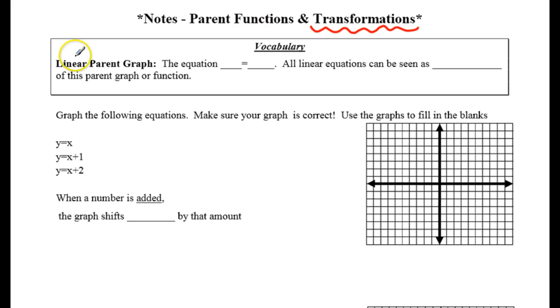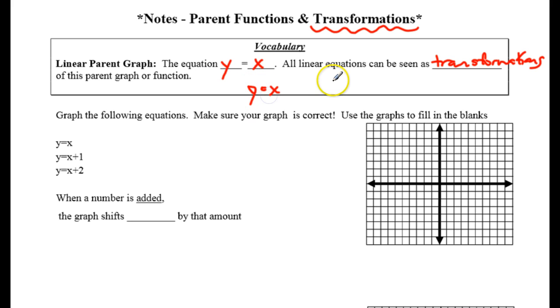Okay? So for the linear parent graph, the graph that all other graphs come from technically is from the equation just y equals x. Okay? All linear equations can be seen as transformations of this function. Okay? Let's take a second and talk about this y equals x graph because this tricks people up a lot.